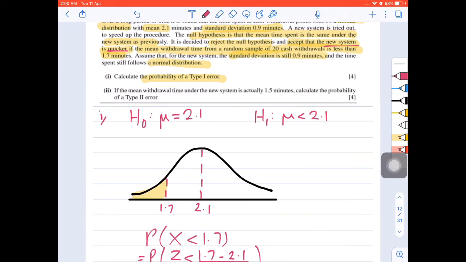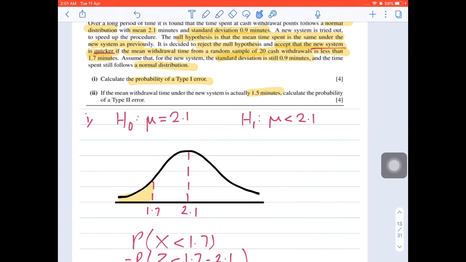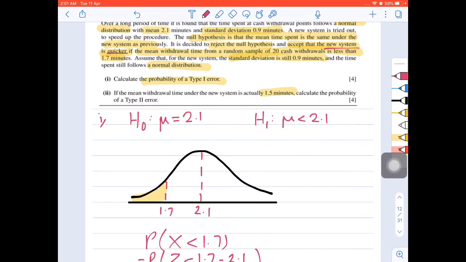Right, now the second part: if the mean withdrawal time under the new system is actually 1.5 minutes. The actual mean is 1.5 minutes. Calculate the probability of a type 2 error. So what's happening is that, let's copy this.